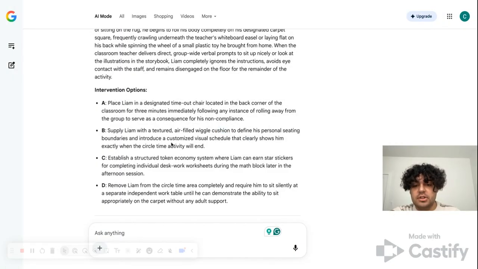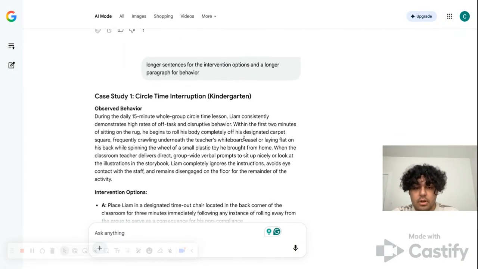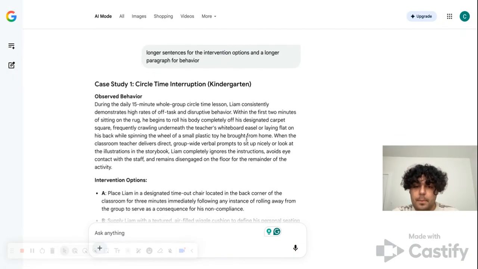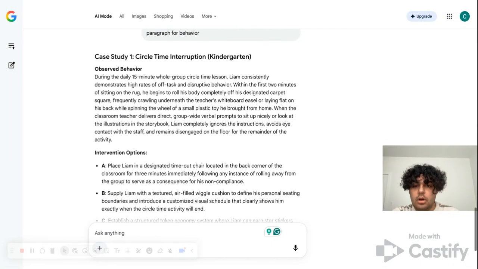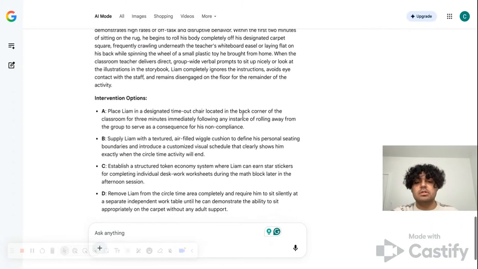Defining his personal seating boundaries. Then we're introducing a customized visual schedule, which is nice because we can go from, okay, we were doing this and it's all done. Now we're doing, what was this again? Whiteboard, looks like maybe writing time. Oh no, circle time. So during circle time, that may be beneficial. So this is done. Now it's circle time. A clear schedule. Hopefully, a daily schedule that is followed daily. Consistent. That's the word I was looking for.